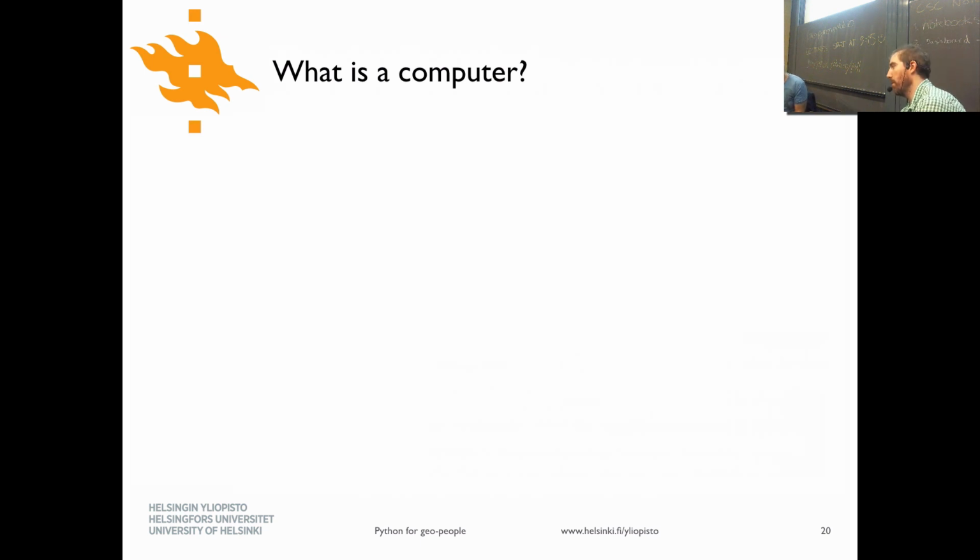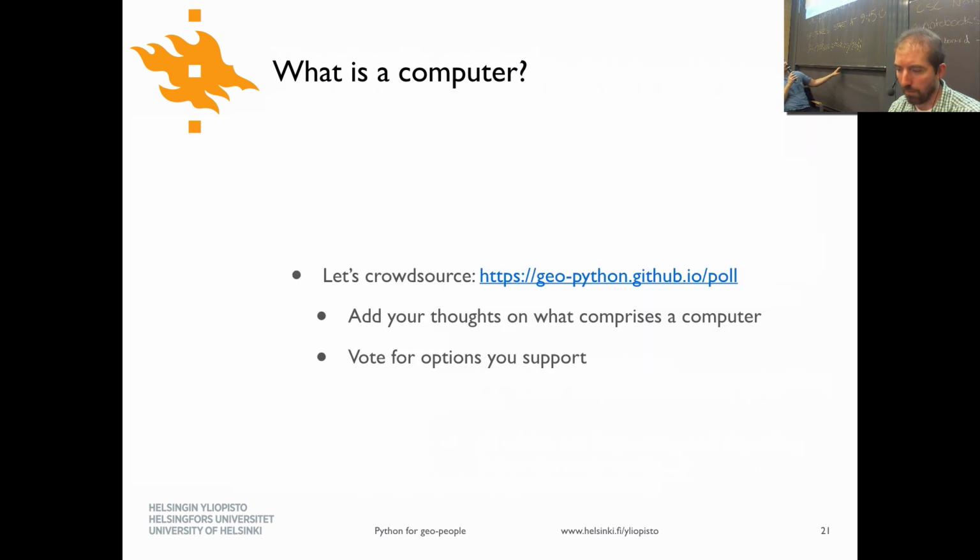In this case, we have a poll again. So if you can go back to the polling page, it's down here, this Geo-Python .github.io/poll. There's the URL as well. You can put in your own thoughts about what a computer is, and you can also support the things that other people have suggested. So you can vote for the options and you can add options. We're testing out all the different polling possibilities this morning.